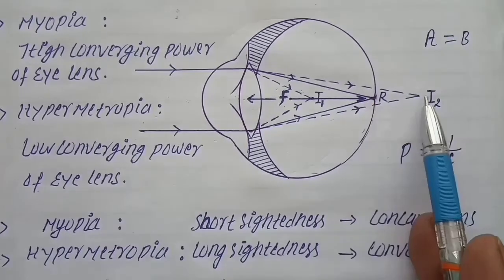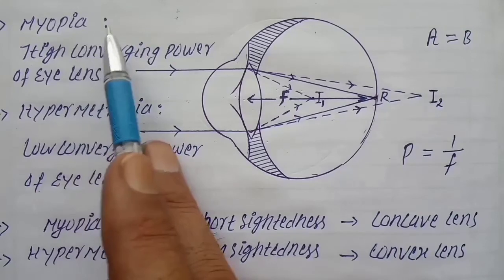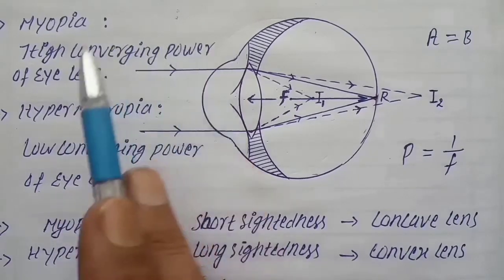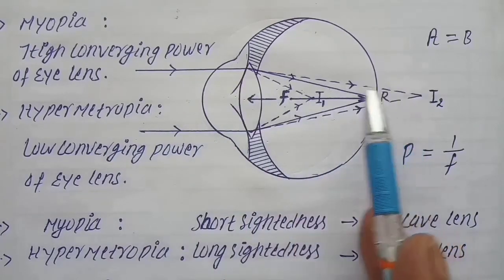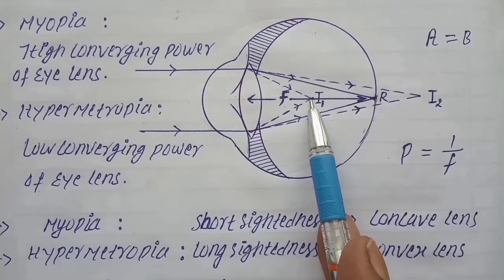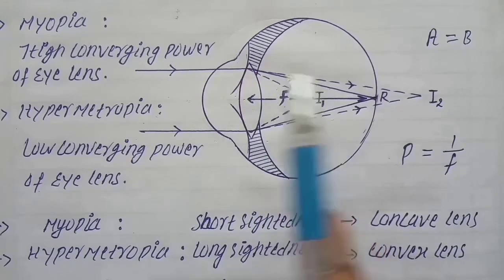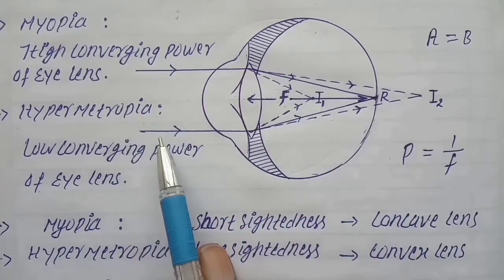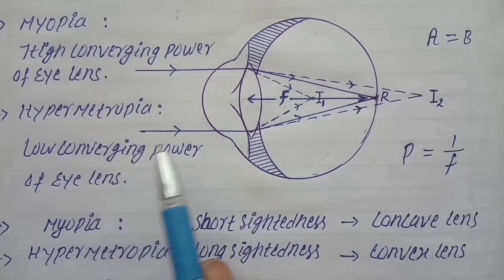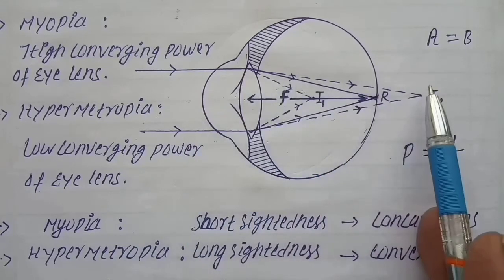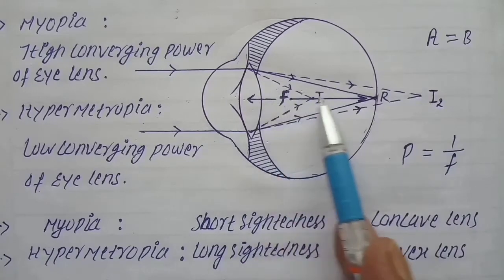So let first we take the case of myopia. It says high converging power of eye lens. So in case of high converging power, the light rays meet in front of retina. In this case, the focal length of eye lens decreases. Next, hypermetropia. It says low converging power of the eye lens. So in case of low converging power, the light rays meet beyond the retina. In this case, the focal length of eye lens increases.